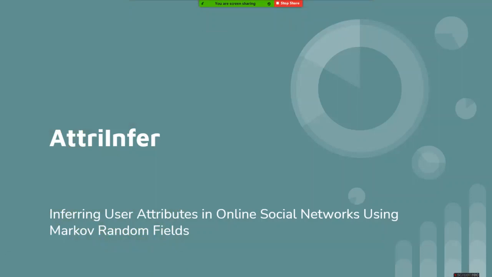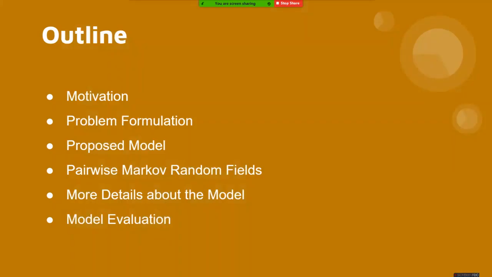Okay, so hello everybody. Today I'm going to introduce to you AttriInfer, which is a paper that discusses inferring user attributes in online social networks using Markov random fields. This paper was published in 2017, so it's not very recent, but it's also not so old.